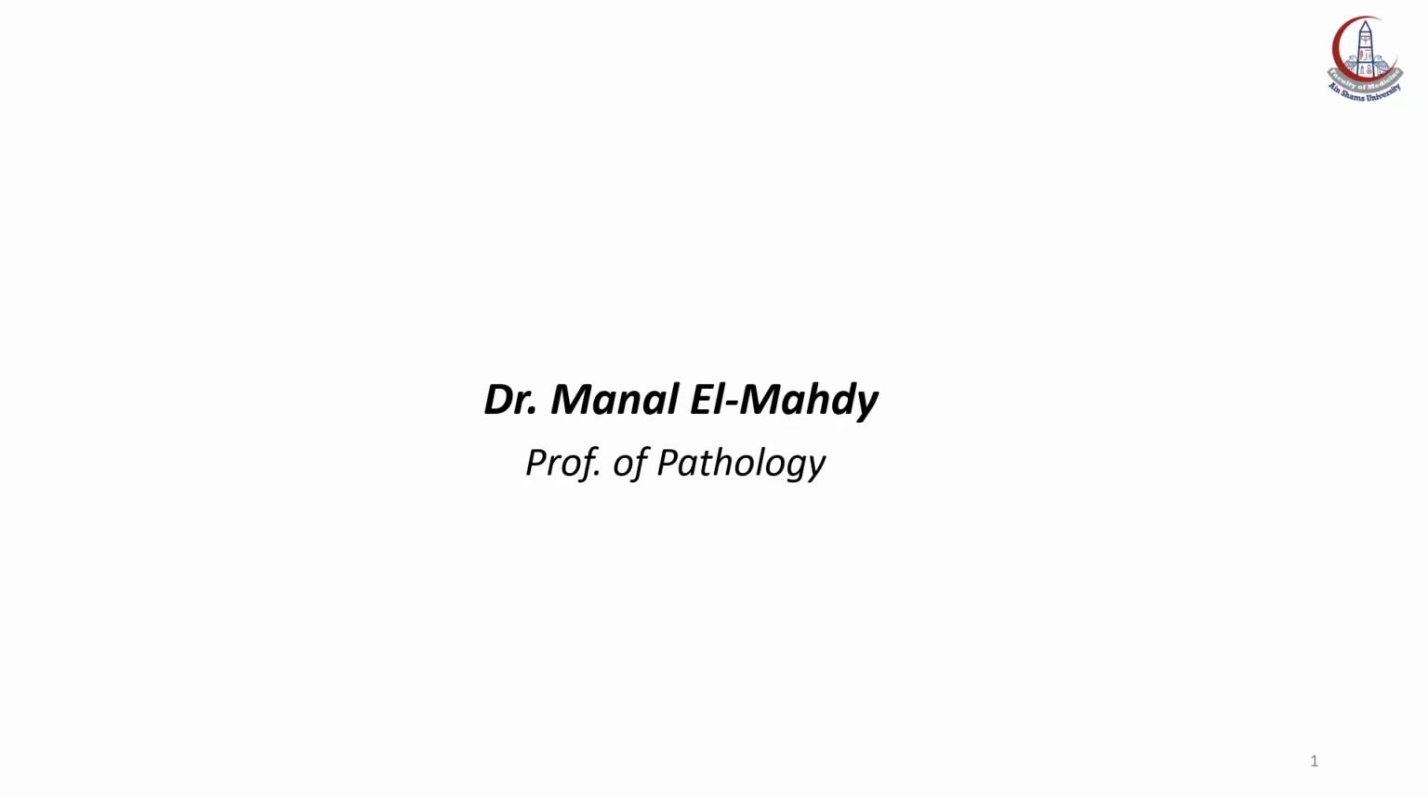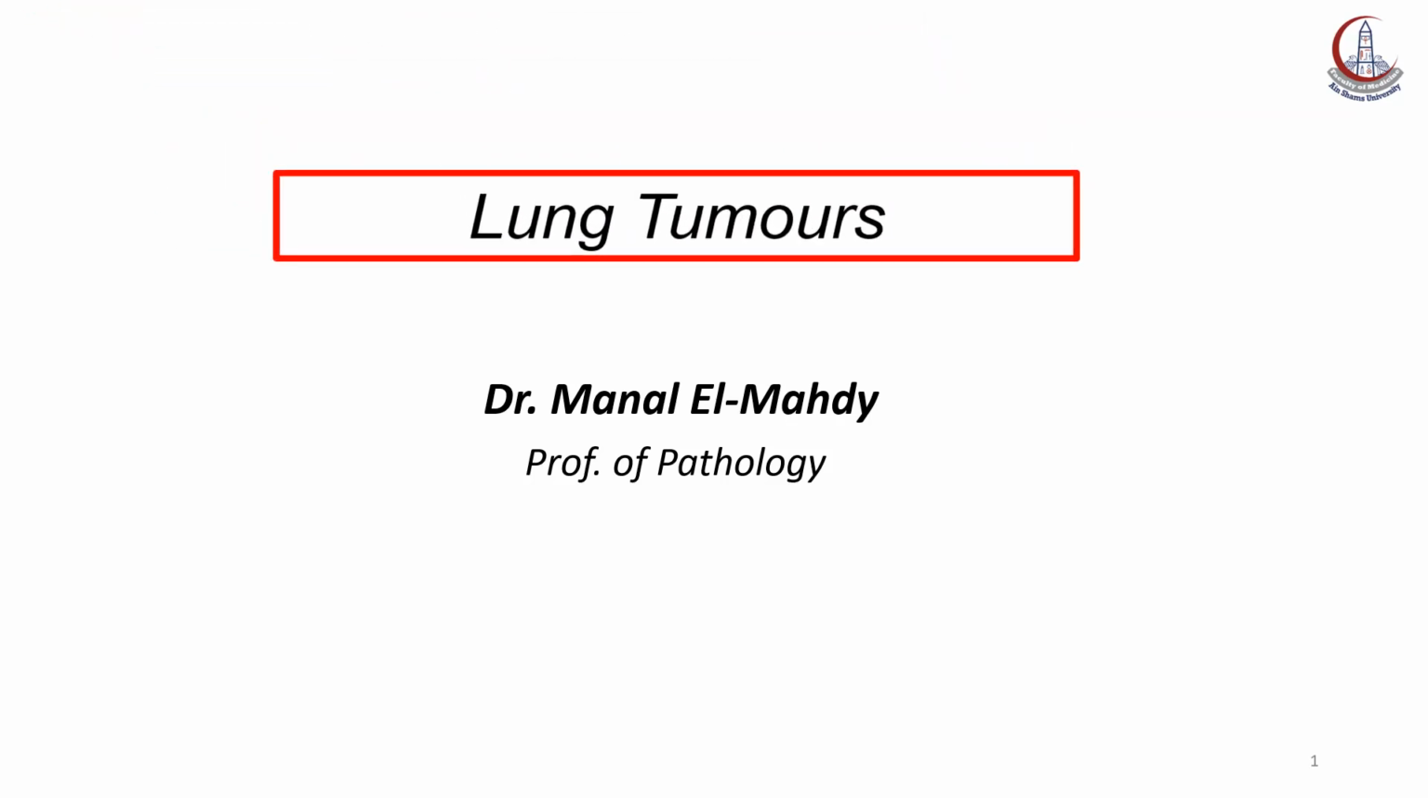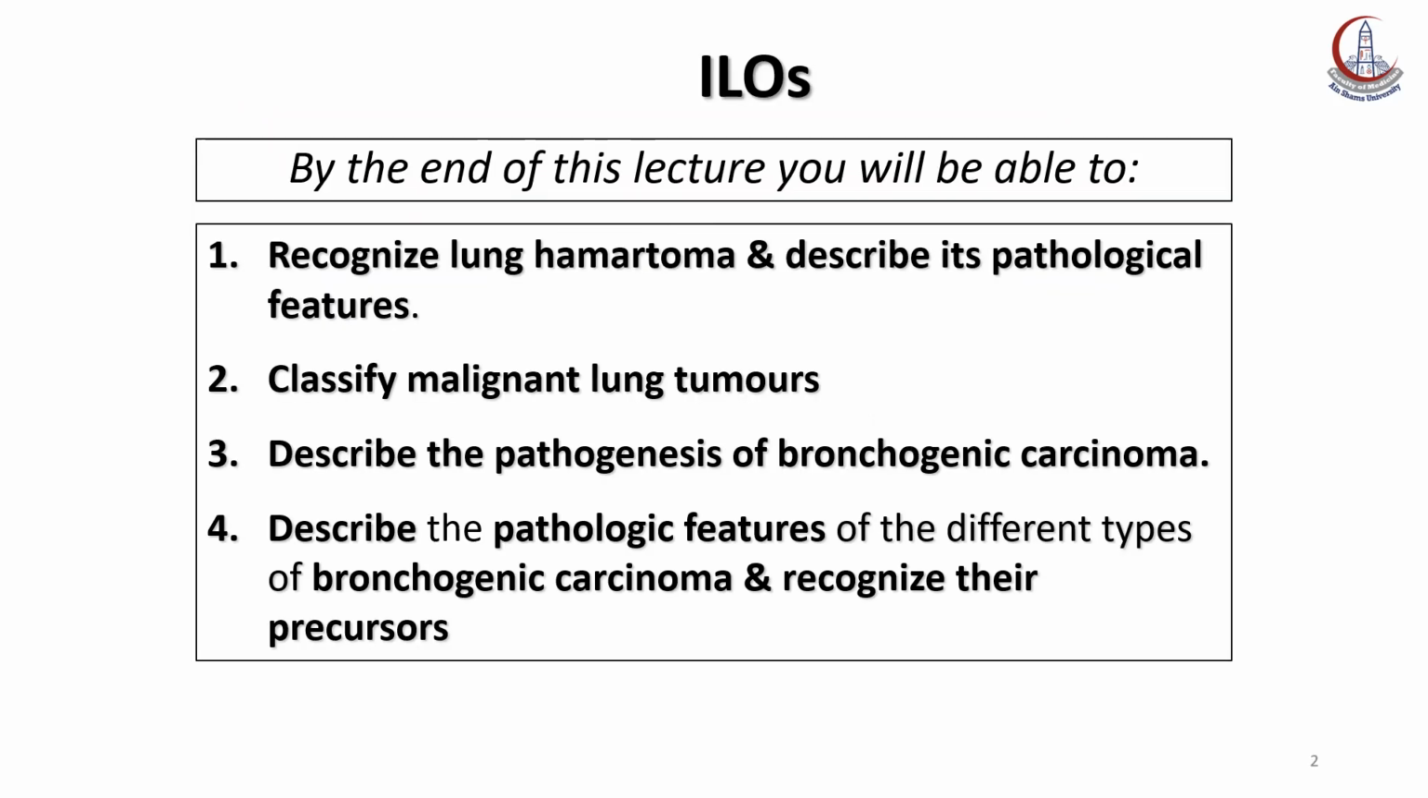Today we will start the lung tumors. By the end of this lecture, you will be able to recognize lung hamartomas and describe its pathological features, classify malignant tumors of the lung, describe the pathogenesis of bronchogenic carcinoma, and describe the pathologic features of each type of bronchogenic carcinoma and recognize their precursors.